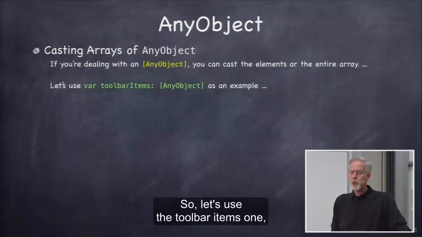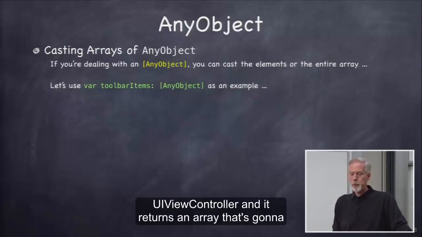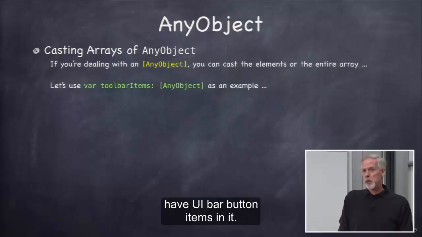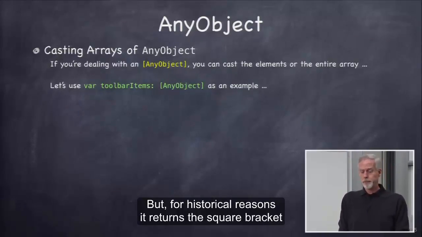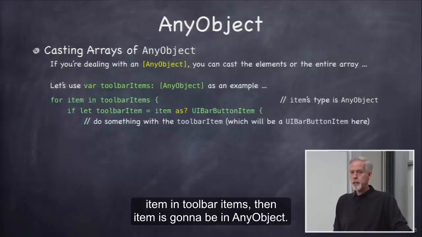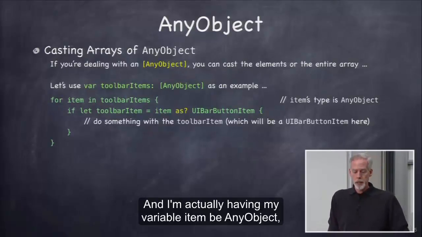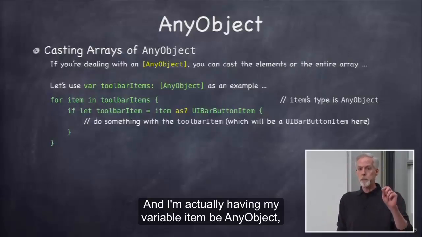So let's use the toolbar items one. That toolbarItems, that's a property in UIViewController, and it returns an array that's going to have UIBarButtonItems in it, but for historical reasons, it returns this square bracket of AnyObject. So I can say for item in toolbarItems, then item is going to be an AnyObject. So I'm enumerating those AnyObjects, and I'm actually having my variable item be AnyObject.